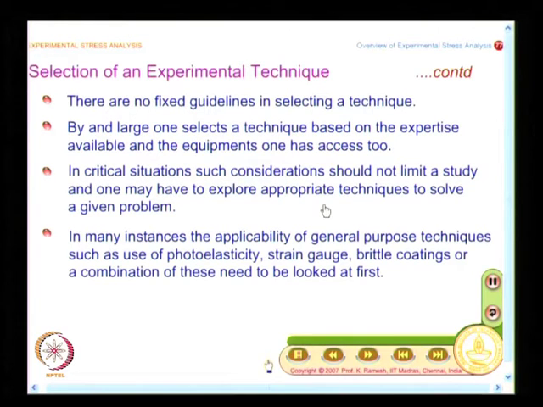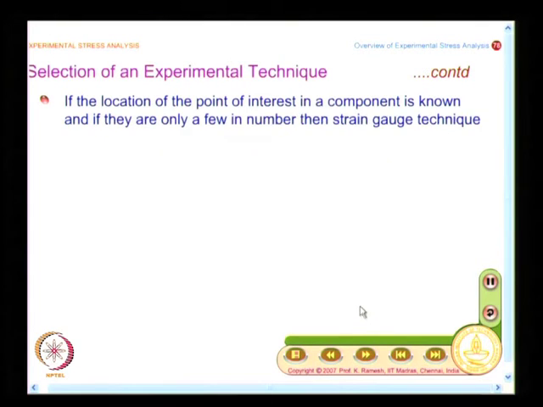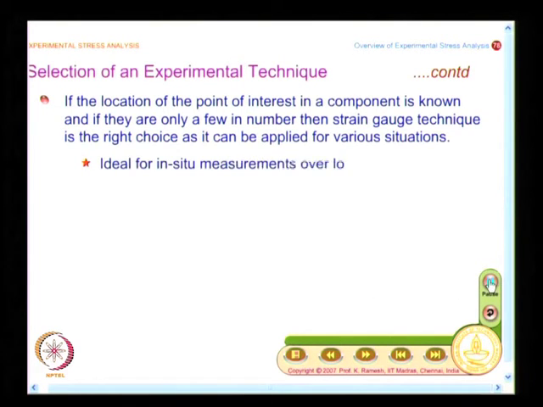So, the first step in the general guidelines is to look for general purpose techniques, whether they could be employed to solve your problem. And then let us look at what class of problems they can handle. And if you know a priori the points of interest where you have to get quantitative data, and these are only a few in number, then the strain gauge technique is the right choice, as it can be applied to various situations.